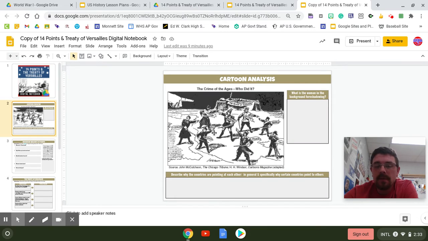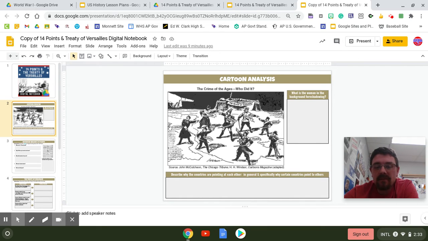Here, we're going to be looking at a cartoon analysis. So there are two questions here. We're looking at this woman back here in the back. She has a dagger in her heart and a banner that says the peace of Europe. So what is this woman in the background foreshadowing? And we'll discuss that and what that means. Obviously, what it looks like is it's the death of peace. And as World War One went into action in 1914, Europe was not in peace.